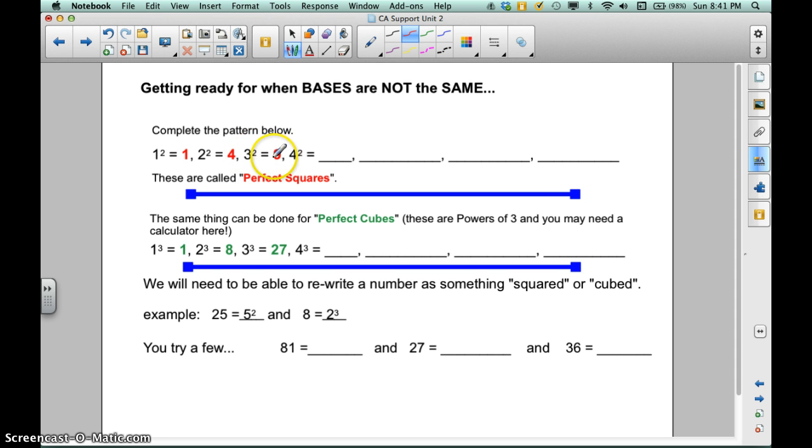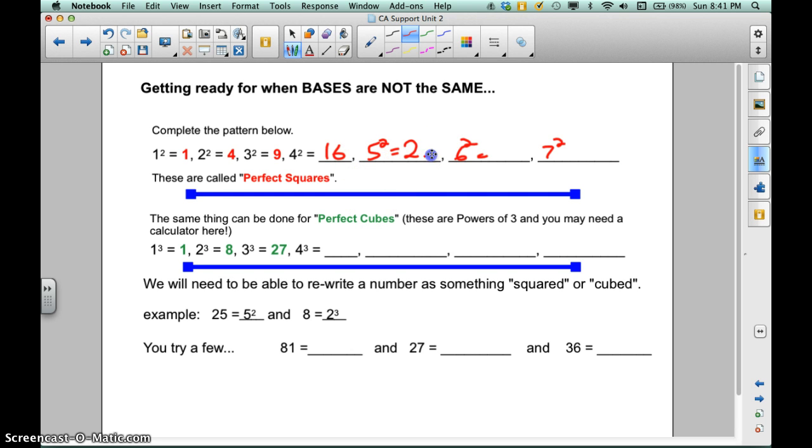And you can do these in your calculator by using the squared key, which is directly to the left of the 7 on the TI-30XS. 4 squared is 16. I'd like you to complete the next few, 5 squared, 6 squared, and 7 squared. And you probably need to be fairly familiar with these answers, the ones in red here, that are called the perfect squares.